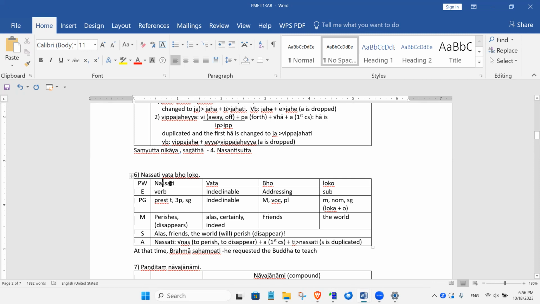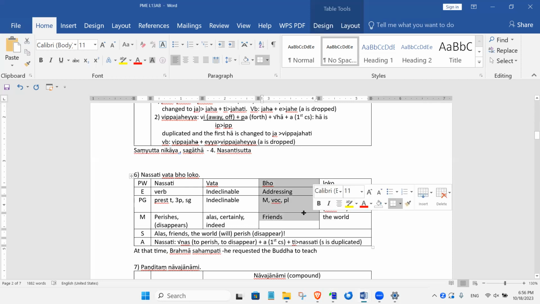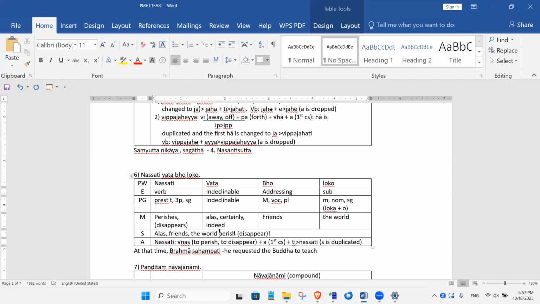Right. This is not a future tense, no, because the root is nas plus ya. Okay, it's not the future tense. It's not the isati. So perishes, present tense, third person. Wata here is indeclinable. Bo. Now we are talking about vocative. Here is all vocative. Bo, friend. Loko is the word. So the subject actually, the world. All right. The world perish. But in a sense, the world will perish. Right.